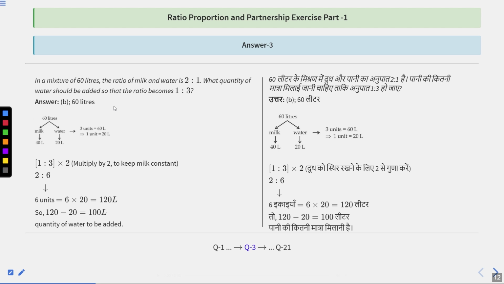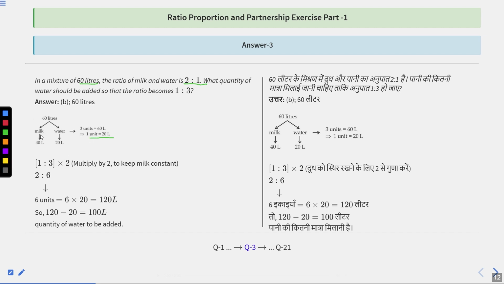I will interpret the question for you. The question says a mixture of 60 liters in which the ratio of milk and water is 2:1. So how can we write it? 3 units equal 60 liters, we can say that. So 3 units is 60 liters, so 1 unit will be 20 liters.